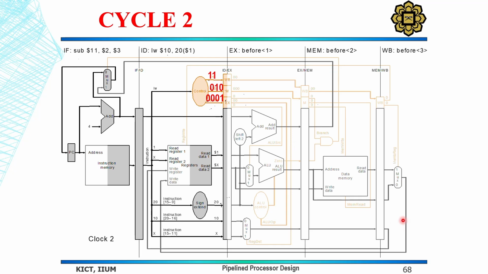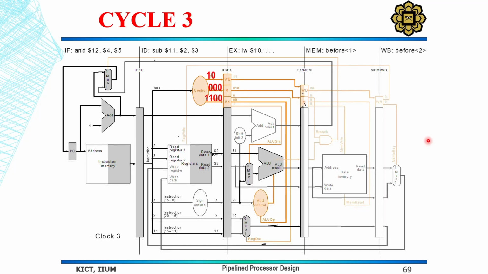So at this cycle, the first instruction is in the ID stage and the second instruction is in the first stage. Then in the next cycle, on the next slide, the first instruction is at the third stage, execute, and at the second stage we have this subtract instruction. In the first stage we have the third instruction.